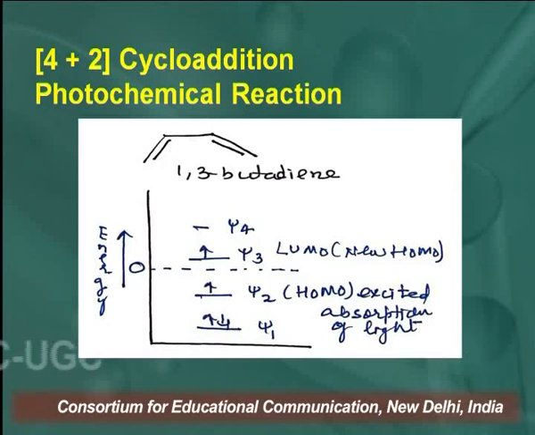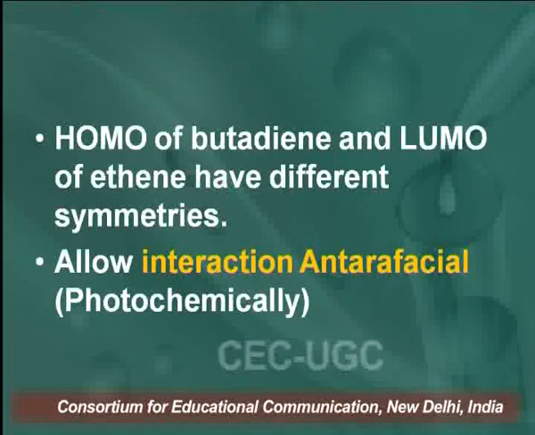So we will see now 4+2 cycloaddition photochemical reactions. If 4+2 cycloaddition is photochemically induced, we will see the energy levels over here. When this 1,3-butadiene absorbs a photon from light, what happens? Excitation takes place. One electron from ψ2 jumps to ψ3. So you can see here the HOMO, which is ψ3, has 1 electron. Similarly, the LUMO, which is ψ3, also has 1 electron. So after absorption and excitation, HOMO and LUMO have 1 electron each.